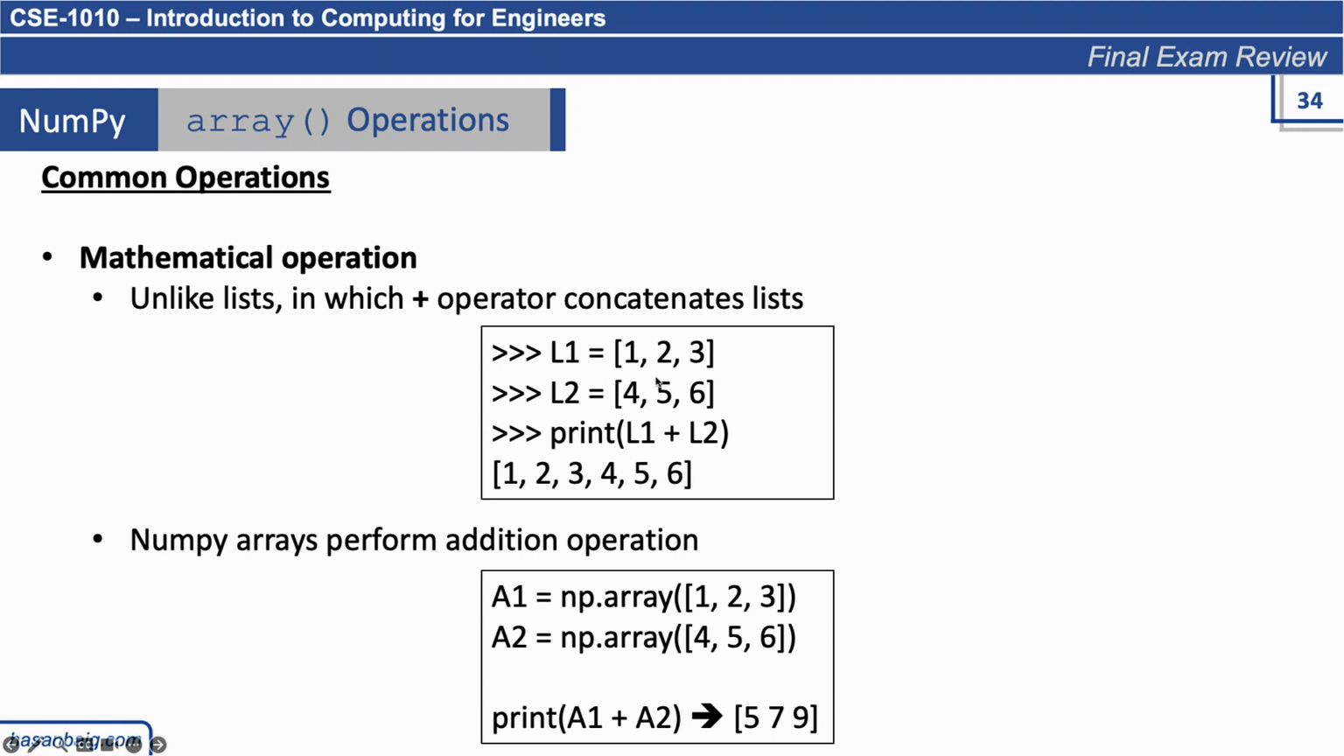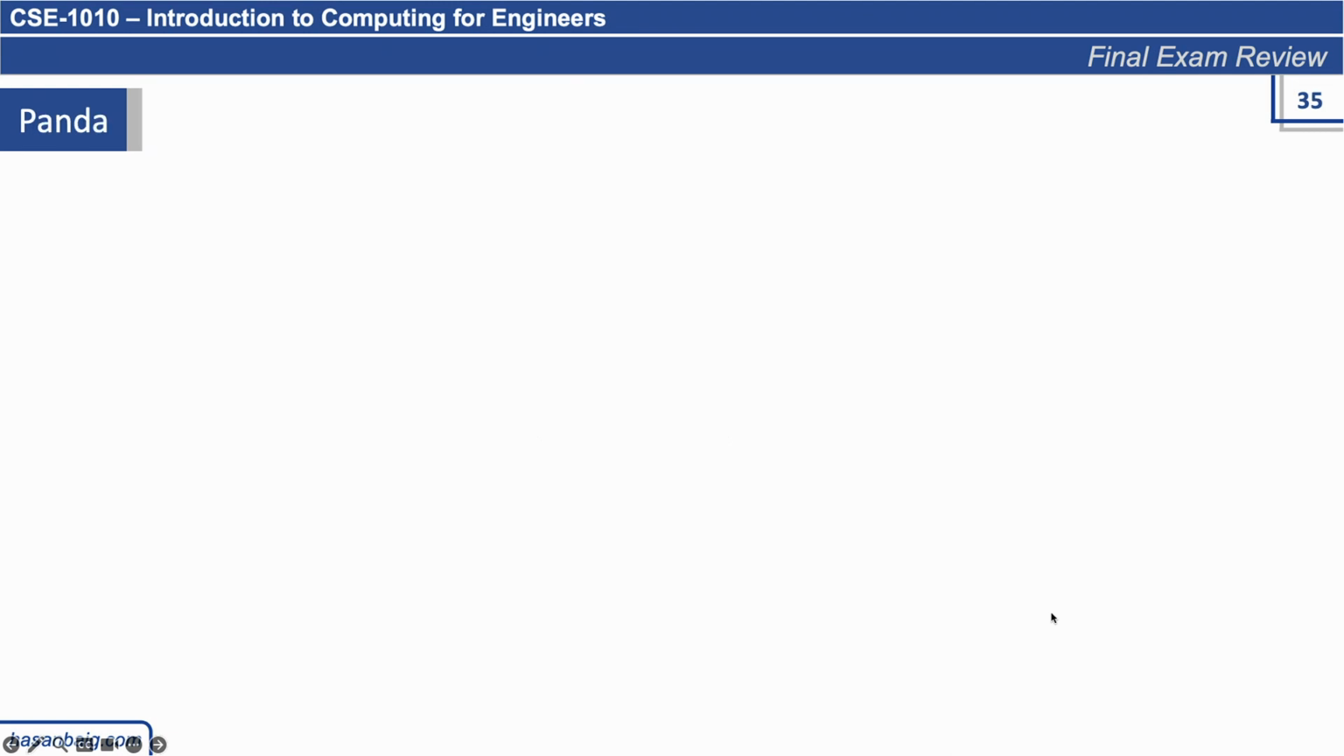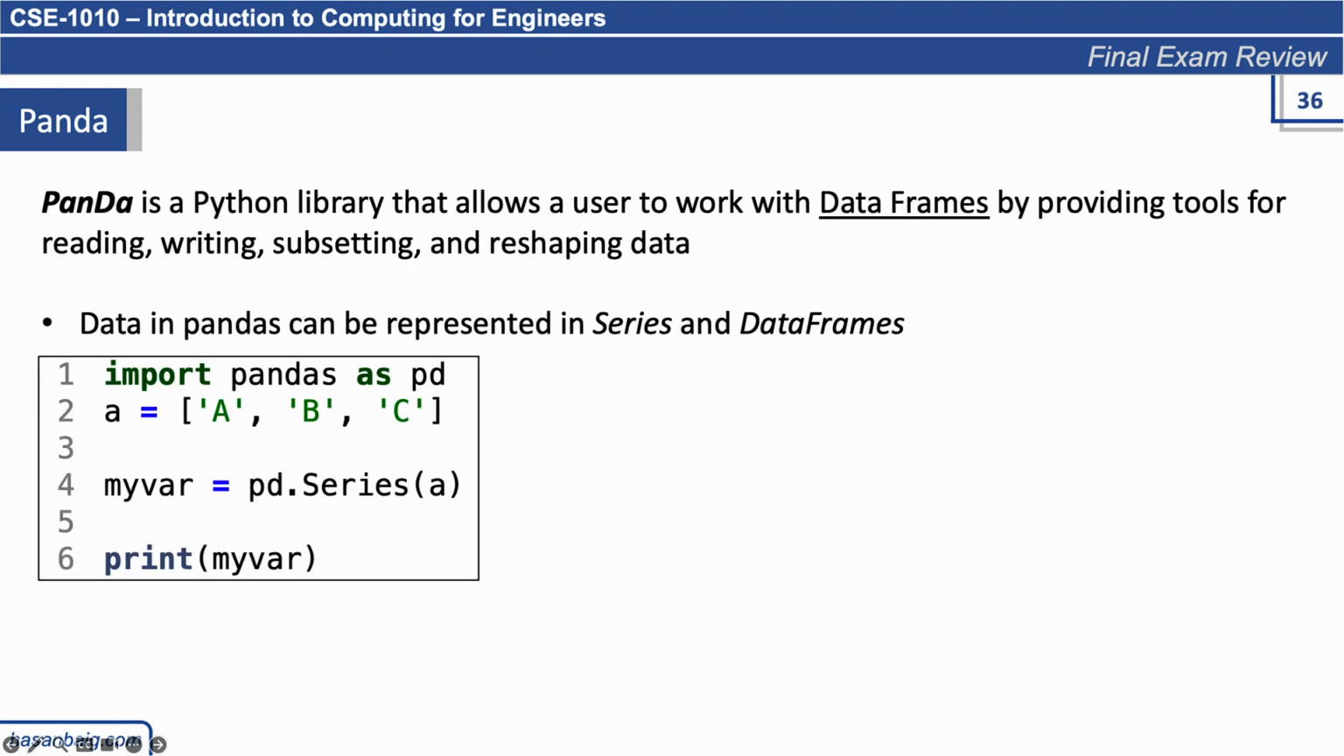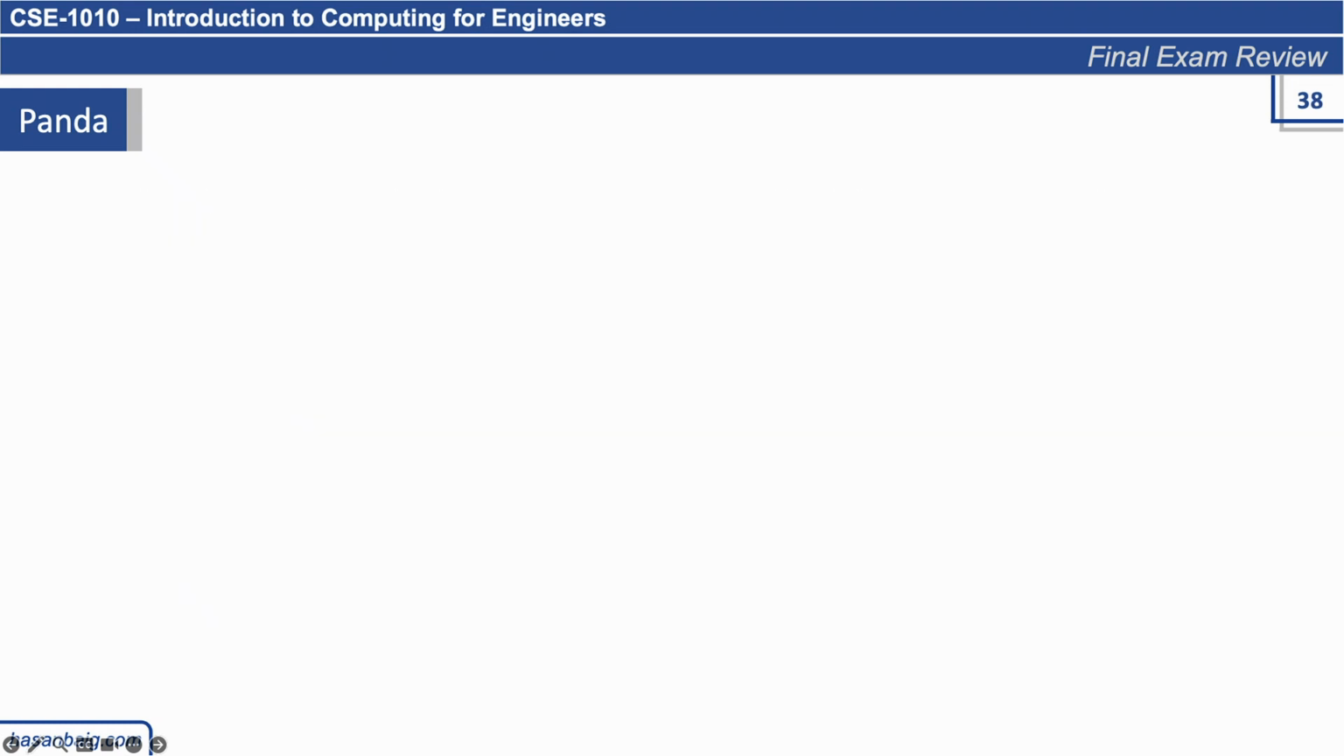Unlike lists, in which the plus operator concatenates the list elements, when we run the same plus operation on a NumPy array, it will actually perform the addition or subtraction, whatever we want to do. 1 plus 4 will give 5, 7, and 9. I think that's it. Pandas we did not discuss. There were 3 slides, and we did not discuss pandas.